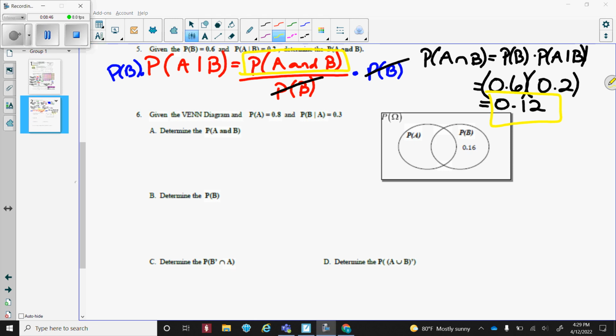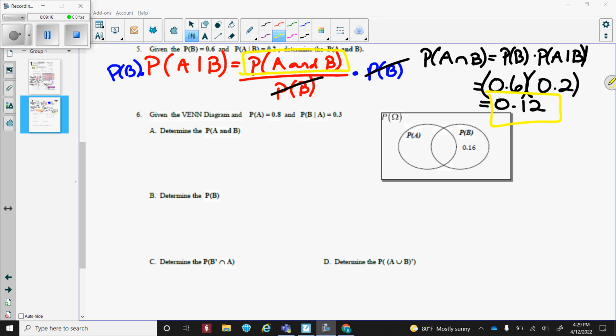So let's follow that same sort of process when we're trying to solve question number 6. Question number 6 tells us that the probability of A is 0.8. It tells us the probability of B given A is 0.3. And the probability of B without A, so B not A, is the 0.16, which I see from the picture on the right-hand side. Let's go step by step.